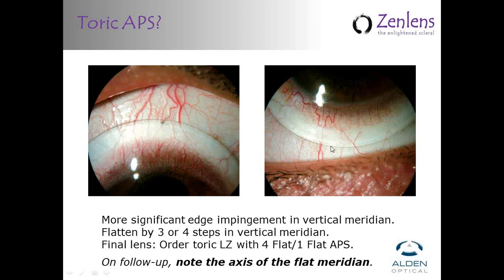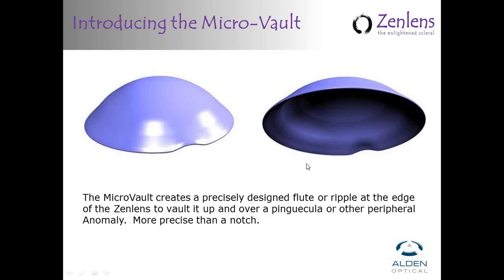So I just want to talk real briefly about this other feature that we have offered now for the Zenlens called the micro vault. What this is essentially is, in lieu of putting a notch in the end of the lens, we feel this is a much more precise way of dealing with some of those peripheral anomalies that you might see, like a pinguecula, the most common one that we deal with. It's simply a controlled ripple that we manufacture in the edge of the lens to bring that edge up. We're not actually trying to vault over the pinguecula. We're simply trying to raise that edge up to lessen the compression of the edge of the lens that it might otherwise be pushing into a pinguecula or elevated part of the sclera out there.